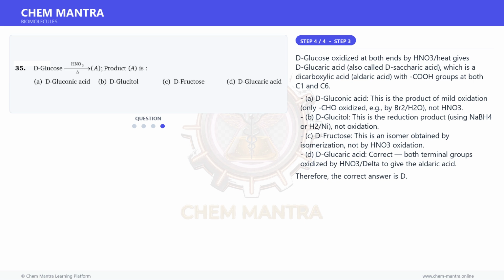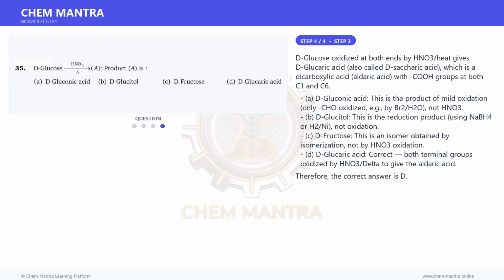A. D-gluconic acid. This is the product of mild oxidation, only CHO oxidized, for example by Br2/H2O, not HNO3. B. D-glucitol. This is the reduction product, using NaBH4 or H2/Ni, not oxidation. C. D-fructose. This is an isomer obtained by isomerization, not by HNO3 oxidation.